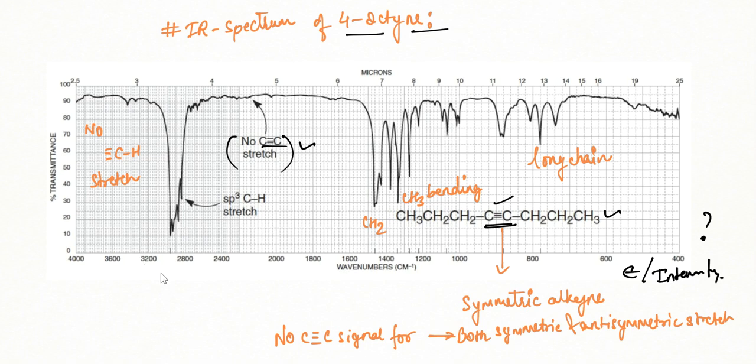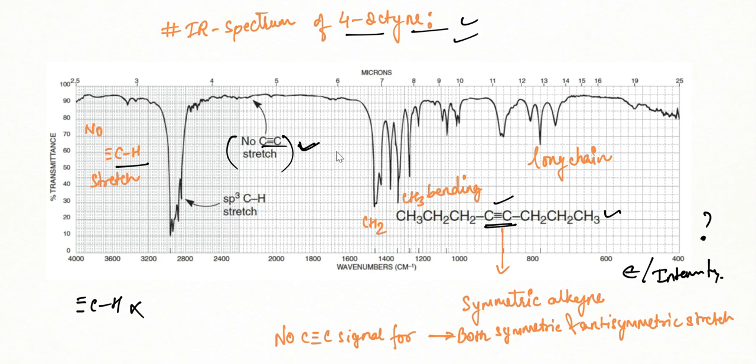However, let us also look for the CH stretch. But guys, there will be no CH stretch because this is not a terminal alkyne. So in this type of system, the major peaks which were there to identify the system are not over here. Even the CH stretch is not there, and the carbon-carbon triple bond stretch is also not there. So it's very difficult in this compound to determine whether it is 4-octyne or not.